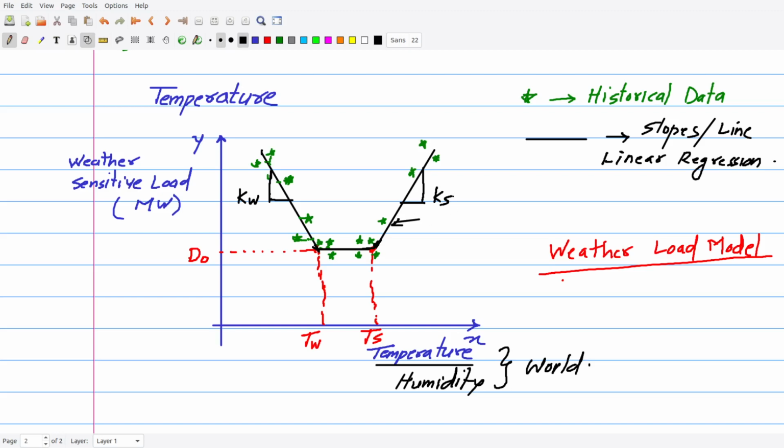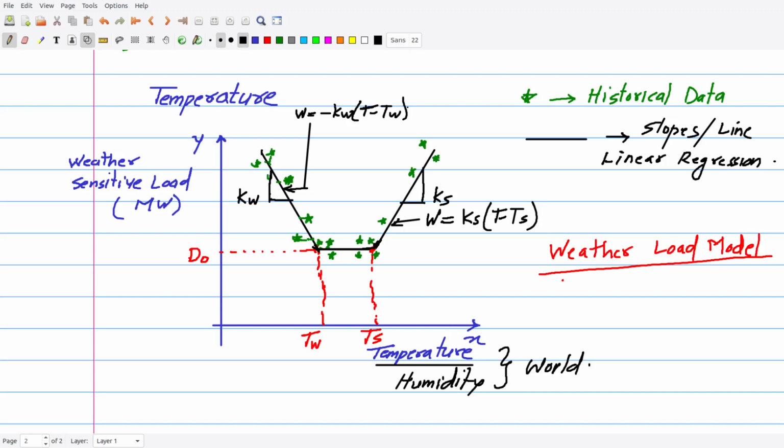Now if you write the equation for this, can you tell me what the equation is? We will get W is equal to Ks into T minus Ts. And if you want to write the equation here, you can write the equation as W is equal to minus Kw into T minus TW.